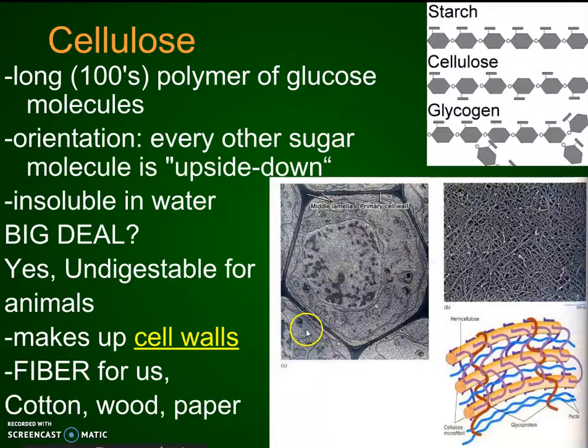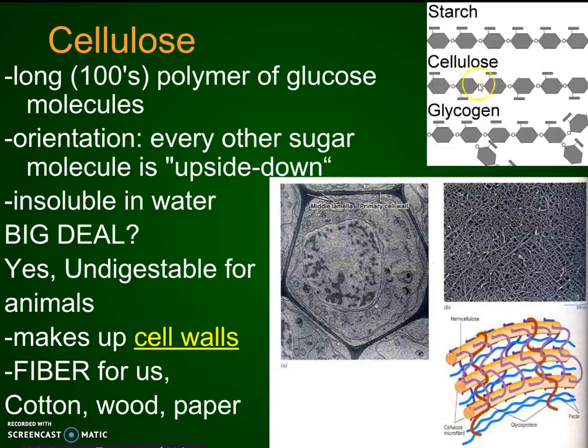The second one is cellulose. So find this part of your notes at the bottom of the page. Cellulose is also a long chain of glucose in the hundreds, but every other glucose is upside down. So take a look. You've got a right side up, and then it's flipped upside down. It actually flips the molecule upside down. Right side up, upside down. Right side up, upside down.